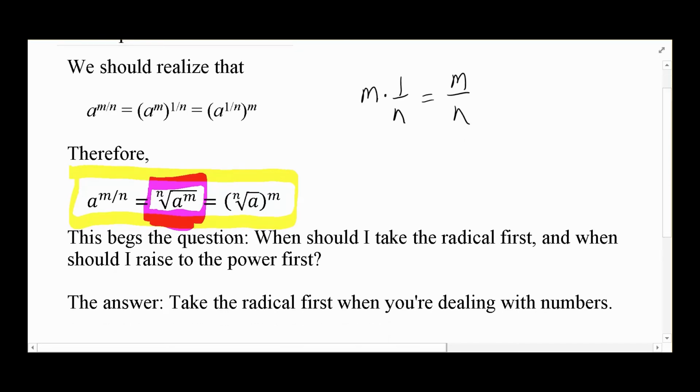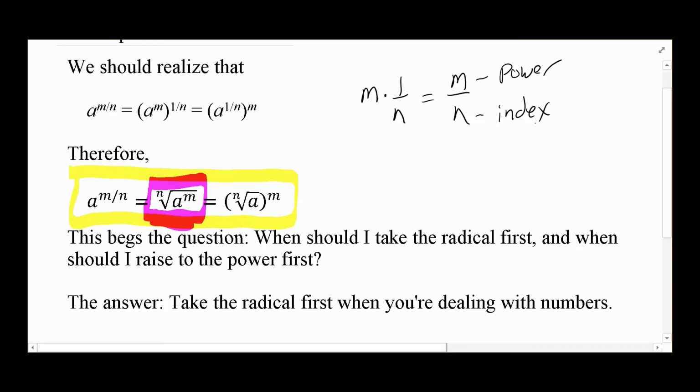Big picture though, the important thing that I want you to get out of this so far is that if we have a fraction exponent, m over n, the top is the power that we're raising to. The bottom is the index of our radical. That's the big deal so far. Either order you do it in doesn't matter, but the denominator tells you the index of the radical you're taking. The numerator, the top, tells you the power you're raising to.